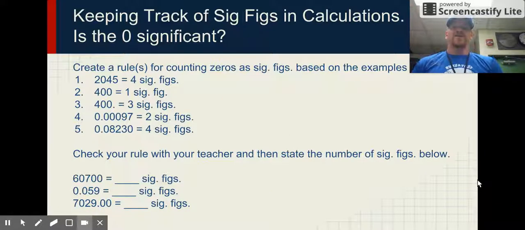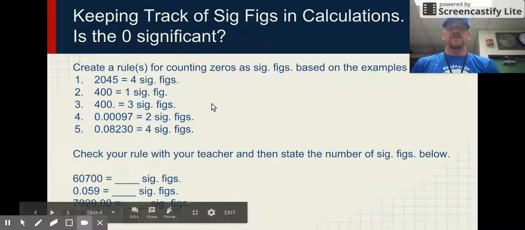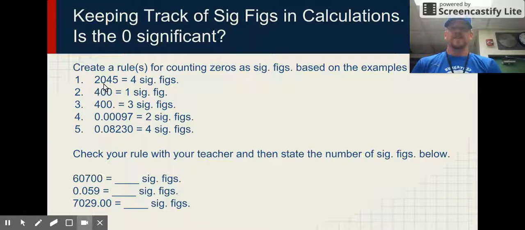With this, counting rules, right? Here's the rule I get from this first one. Any zero in between two non-zero numbers counts as significant. Zeros at the end of a number only count if there is a decimal place. And those zeros count whether they're before or after the decimal. Any trailing zeros at the end of a number count if there is a decimal place. Otherwise, these two zeros here are simply placeholders.